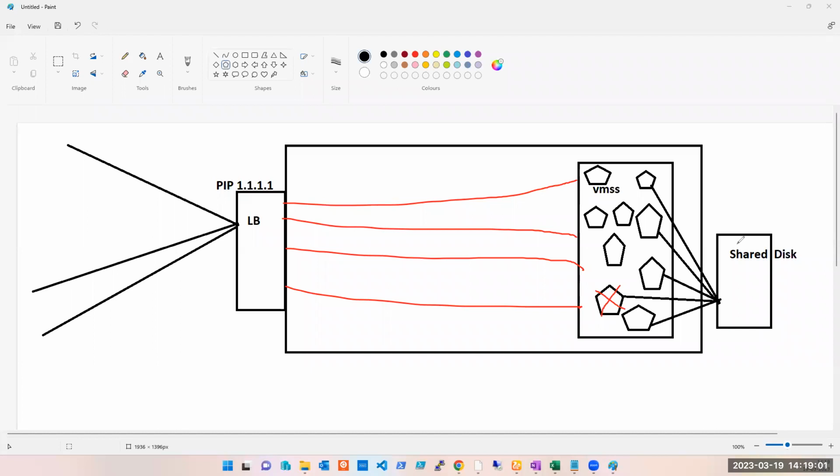Yes, Sohail bhai. I have a question over here. How to create a shared disk, how to attach it? We haven't covered that, guys.